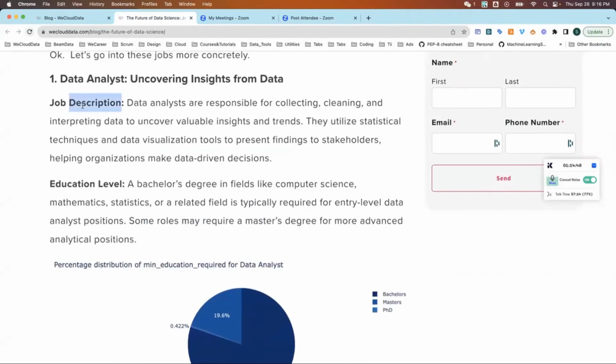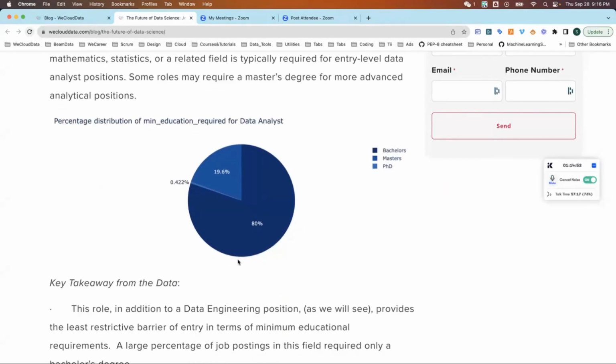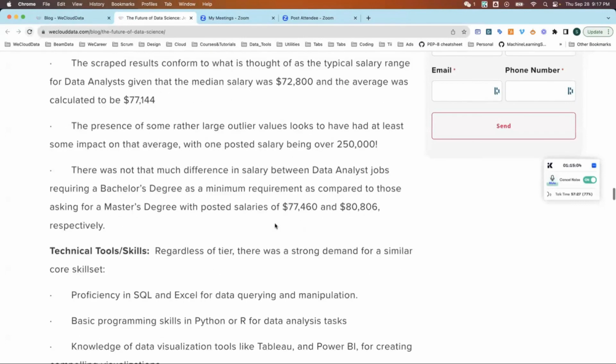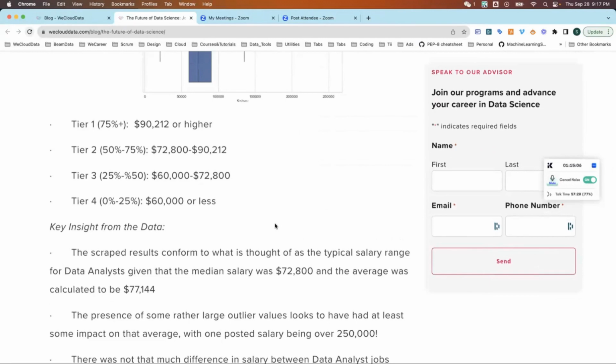There's some discussions about data analyst jobs. Take a look at it. It looks like 80% of the data analyst jobs, the minimum education requirement is just a bachelor's. That's good news if you're kind of worried about your education background.